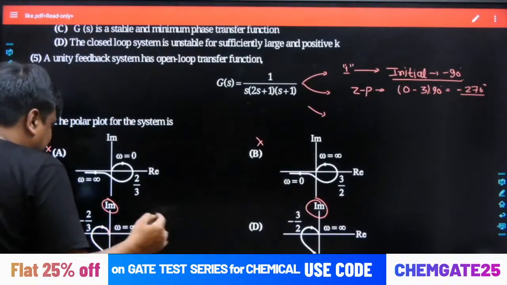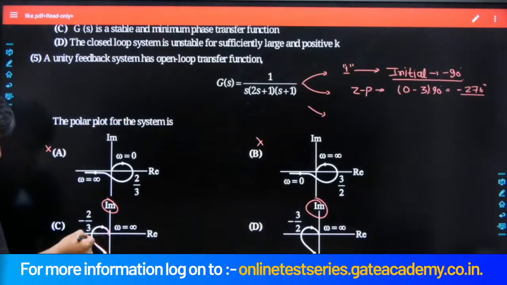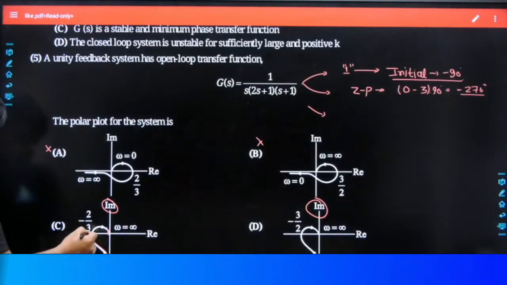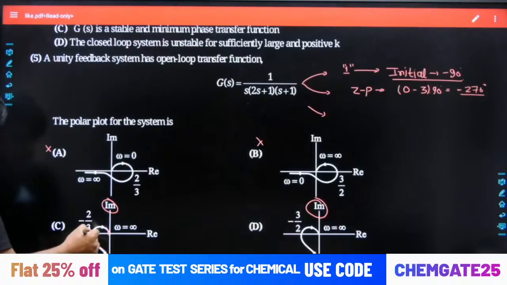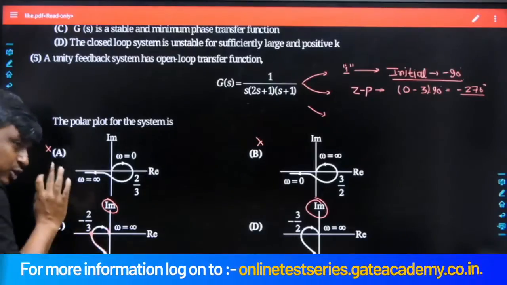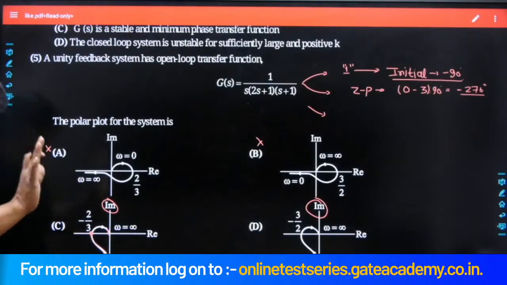So what is happening, just try to understand. The omega keeps increasing. So at a certain operating frequency omega, the given polar plot crosses through the negative real axis, and at the negative real axis the angle offered by the system is simply going to be minus 180 degrees. And now they are not talking about the value of omega. I repeat, the minus 2/3 is not the value of omega.